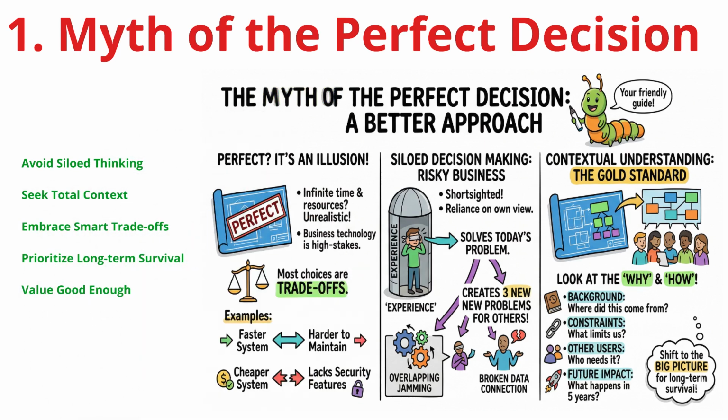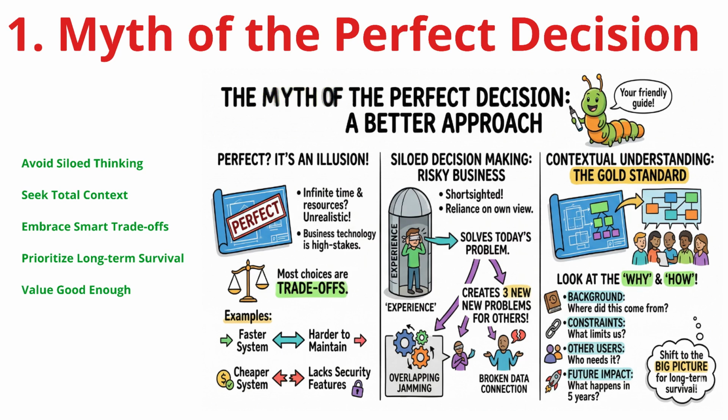But as our guide shows us, perfection is an illusion. Real-world architecture is built on trade-offs, like choosing speed over maintenance or cost over security. When we fall into siloed decision-making, we rely only on our own narrow experiences. It might solve today's problem, but it often creates 3 new ones for the rest of the company, leading to broken data and overlapping systems.